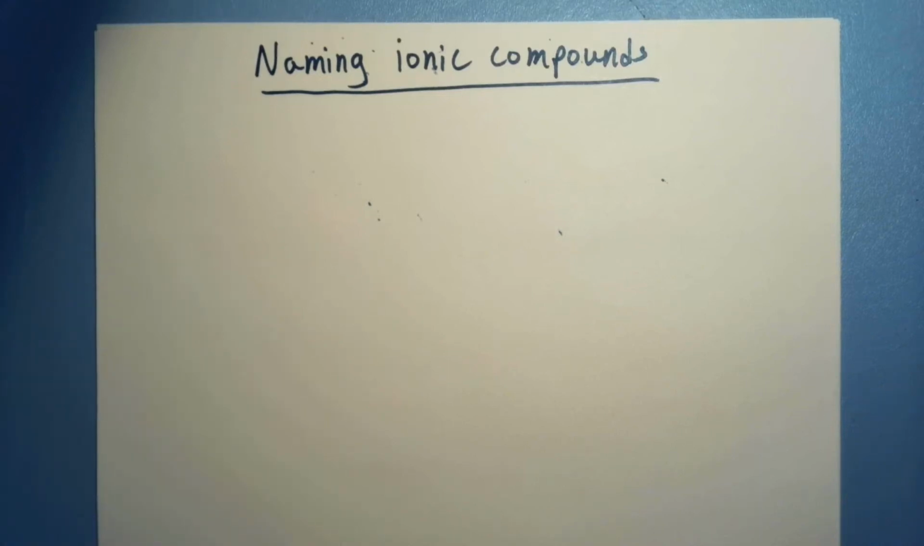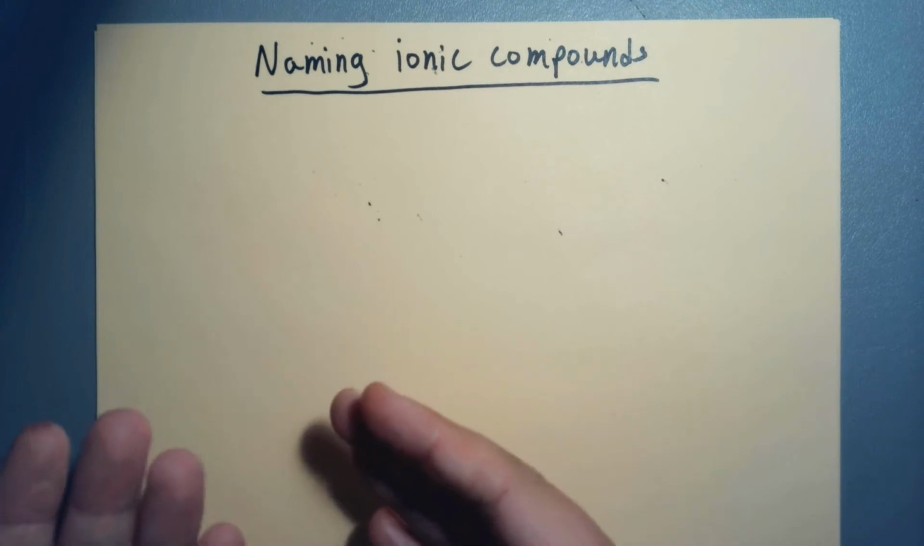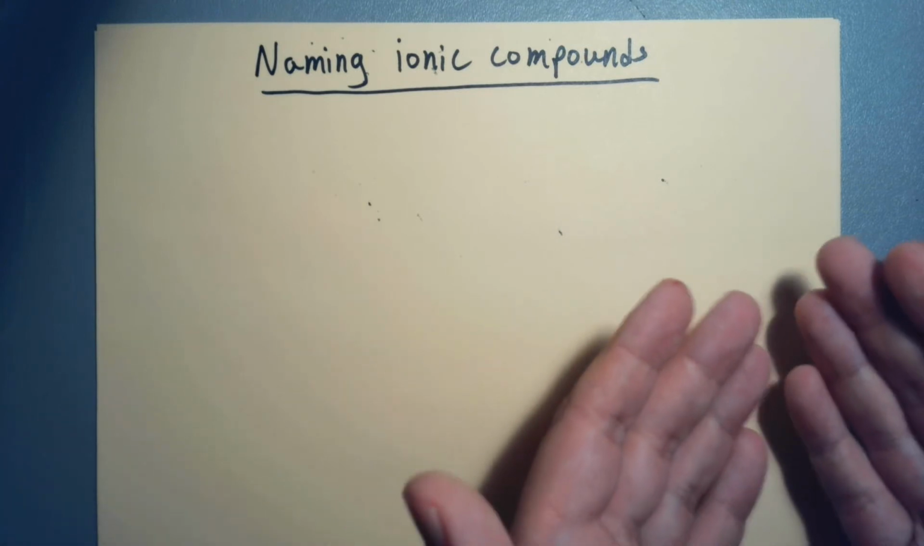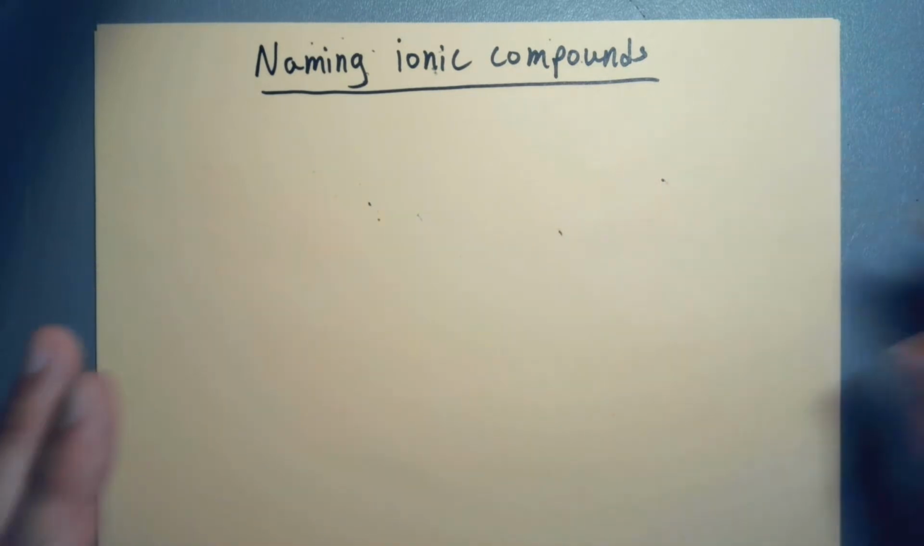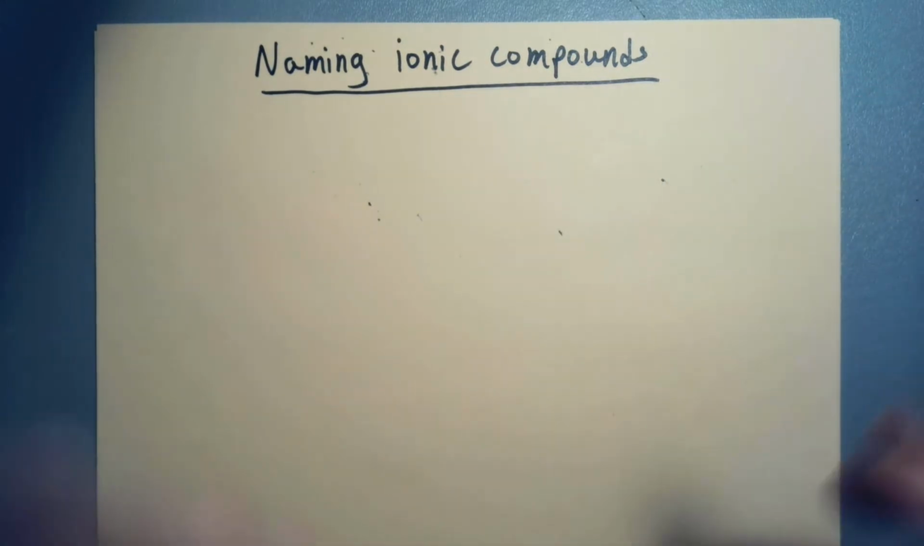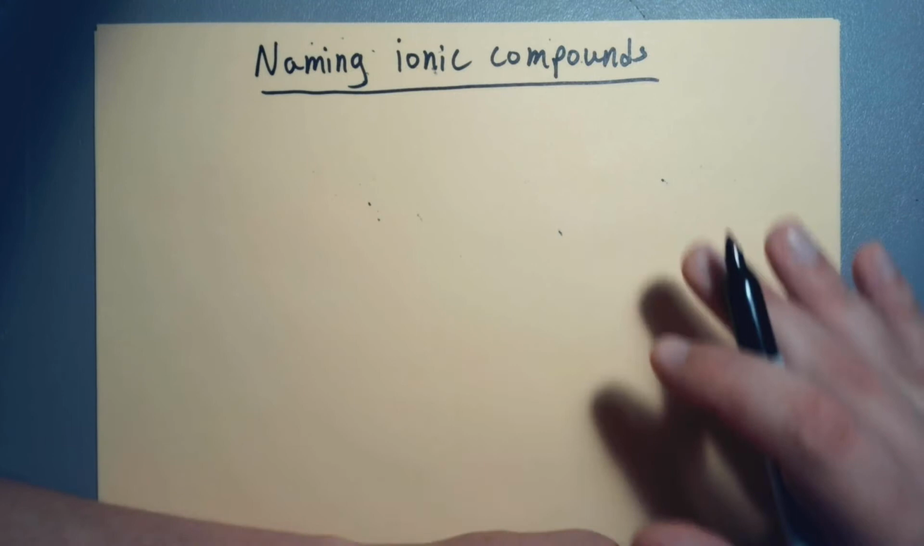Okay, so now that we talked about how to write the formulas, let's talk about how to name them. If you have a name, you'll be able to write a formula, and if you have a formula, you'll be able to write a name. So we talked about the structure of the formulas. Now we're going to talk about the structure of the naming system. And it's a lot like the formula.